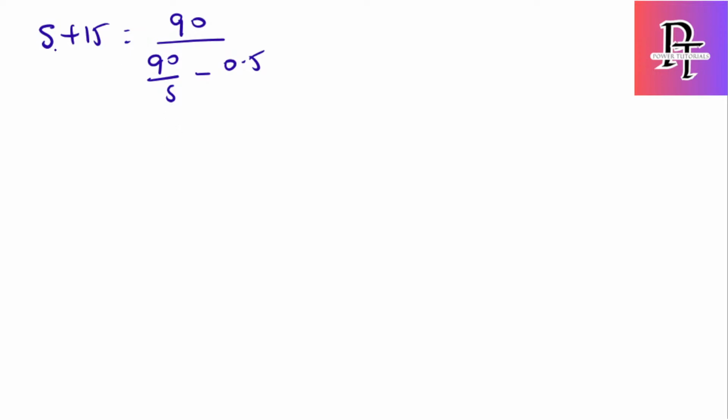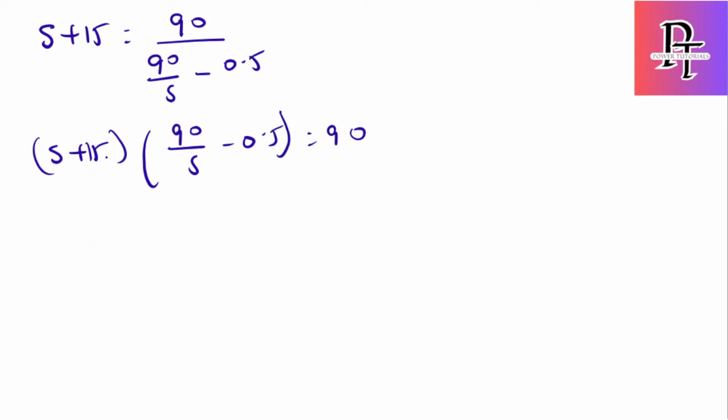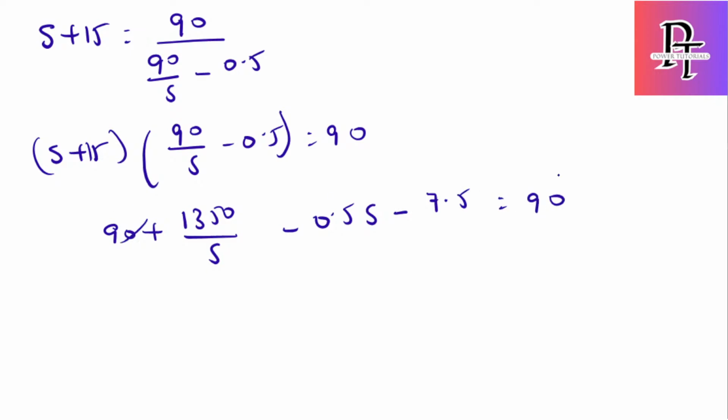Okay, so let's cross multiply. (S plus 15) into 90 by (s minus 0.5) is equal to 90. So let's multiply: 90 into s minus 0.5 s minus 7.5 is equal to 90. So 90 will get cancelled out. It becomes 1350 minus 0.5 s square minus 7.5 s is equal to 0.